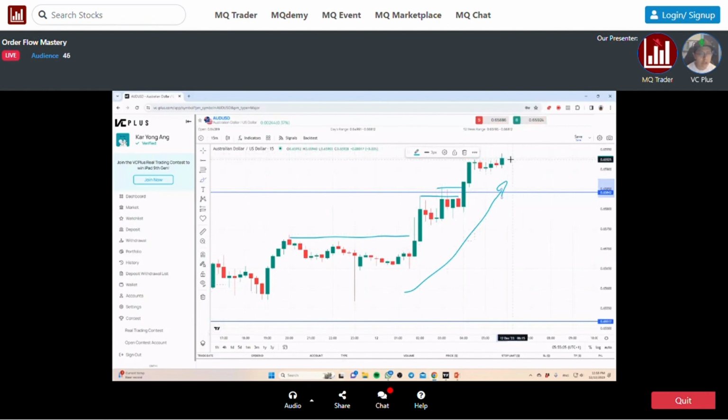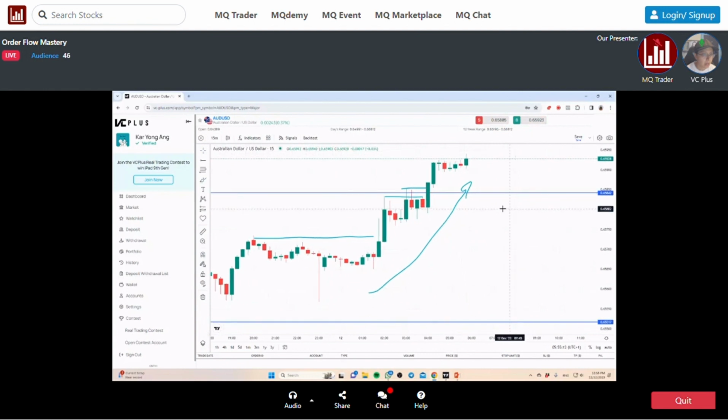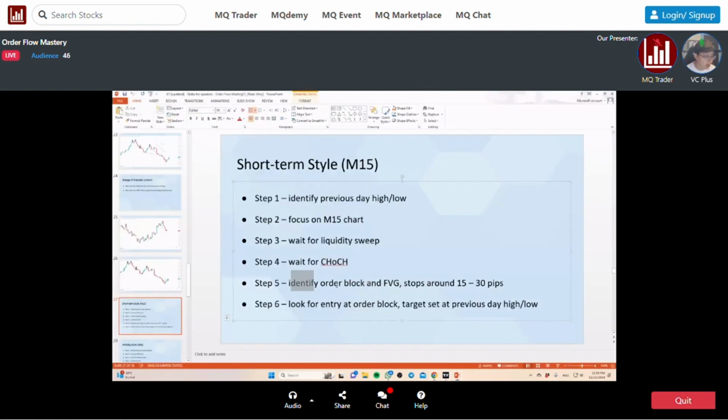So we don't want to be selling immediately. What we want is to wait for a change of character. When are we going to get a change of character? Right now, we have this as a potential swing low. So if today the market comes back down, breaks and closes below the swing low on the 15-minute chart, then we have a change of character. When we get a change of character, that's where we start to identify order block, fair value gap, and then start to look for trades.